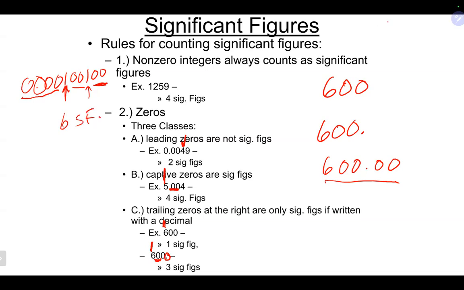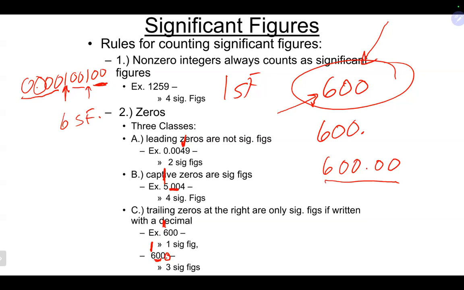To finish up, where is the estimated digit in the 600 written like this? Which one is the estimated digit? This one has how many significant figures? 1, which means it is actually the 6. That's what I said earlier when I said that the estimated digit is the last significant figure. A lot of times it is the last digit written, but not always. And this would be a case where it wouldn't be.